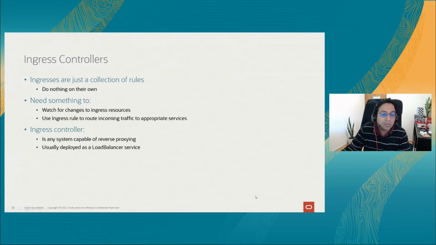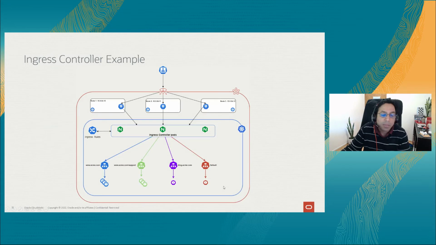Basically, an ingress controller is any system that is capable of reverse proxying. And it is usually deployed as a load balancer service, although there are use cases where you might want to deploy them as node port. Let's look at an example.